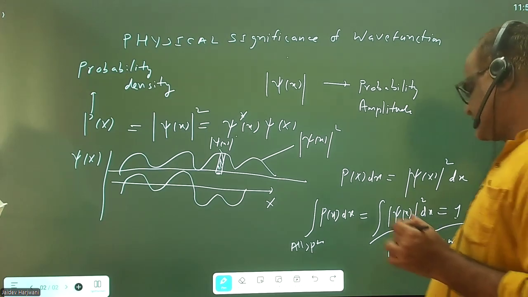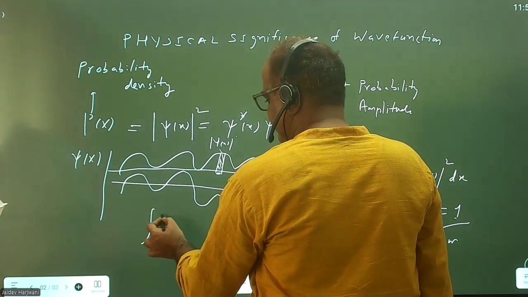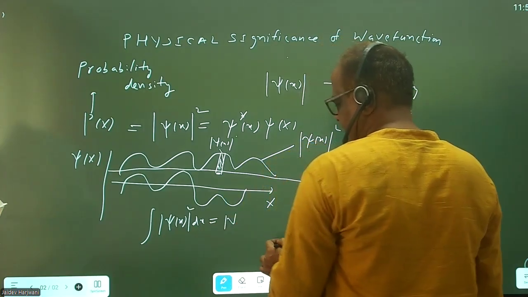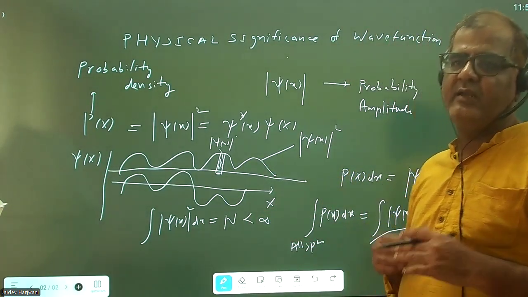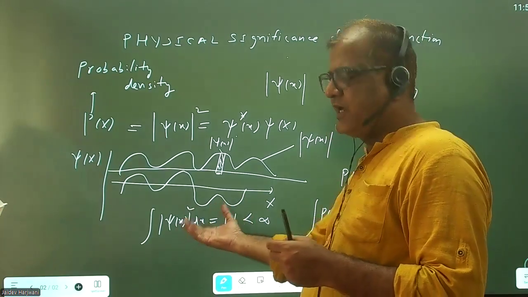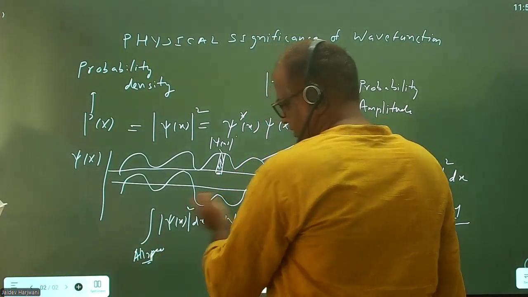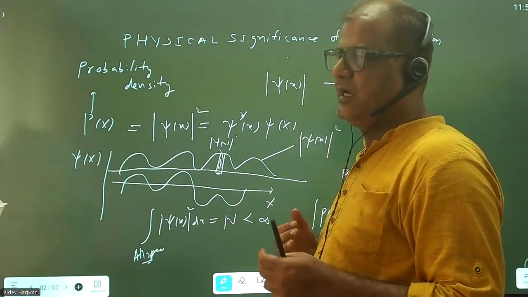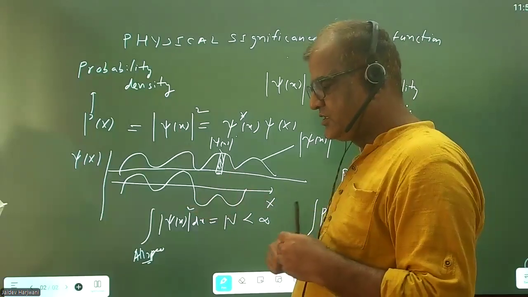Now suppose the integral of psi x square dx is not 1 but has some constant value, say n, not equal to infinity, some fixed value. Then it is also possible to normalize this state. This condition is called square integrable. If I integrate throughout the space and this value is not diverging, not infinite, then this wave function is also an acceptable wave function. We can define a physical state using this wave function.